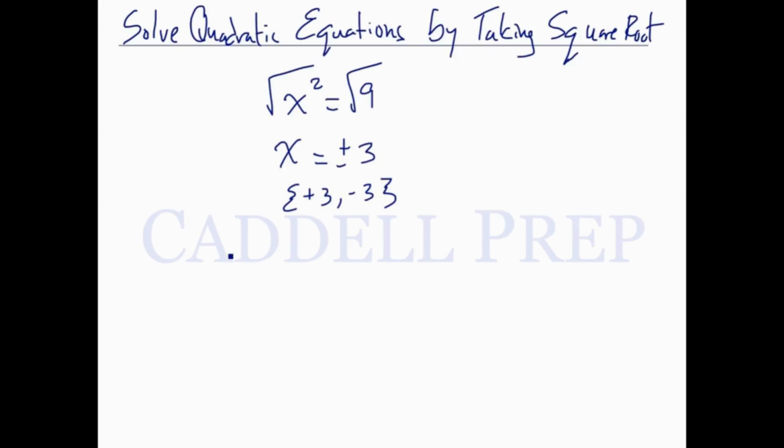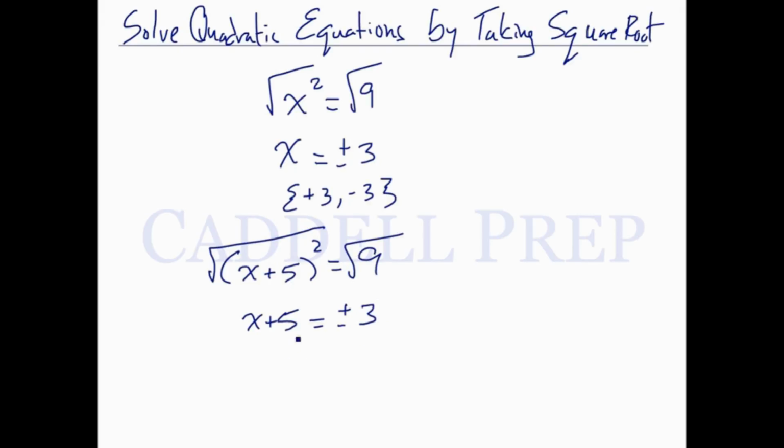Okay, we could use the same method if we have something like this. X plus 5 squared equals 9. So again, to get rid of the squared here, rather than multiplying this out, let's just take the square root of both sides. We'll be left with just x plus 5, and then the square root of 9, just like above, is positive or negative 3.